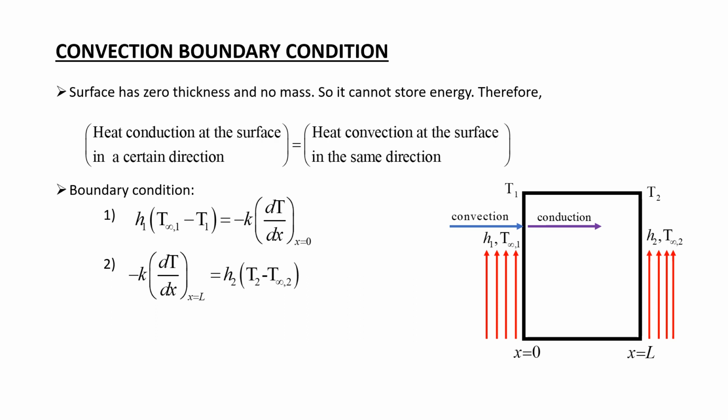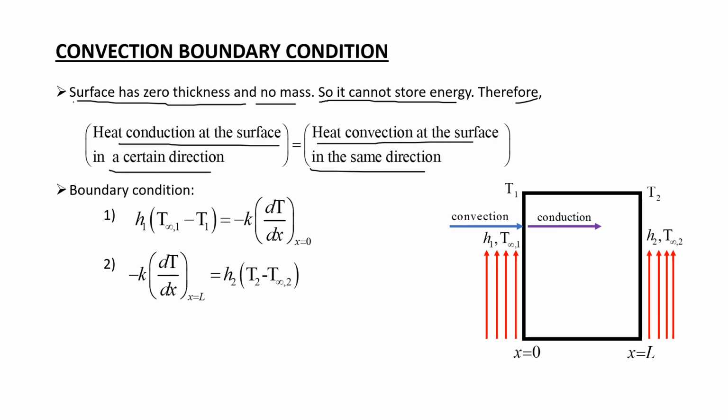So the next boundary condition is the convection boundary condition, and this is the most used boundary condition in heat transfer. So let's see. The first point states that a surface has 0 thickness and no mass, and since it does not have any mass, it cannot store energy. Therefore, heat conduction at the surface in a certain direction is equal to heat convection at the surface in the same direction. So let's suppose we have a surface here and heat is being conducted through the surface.